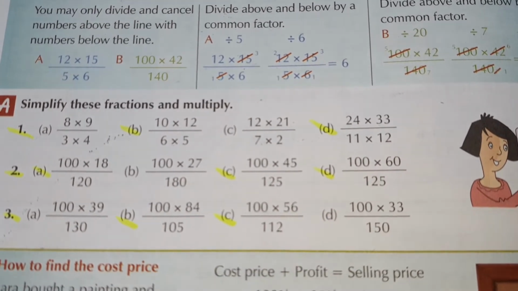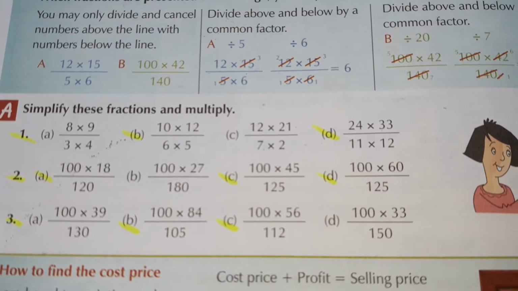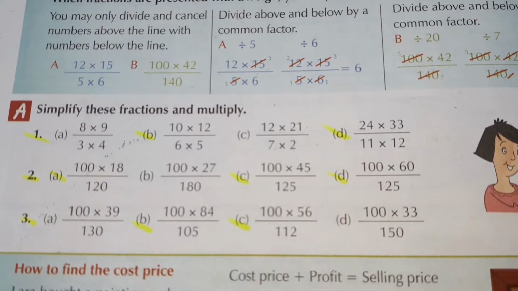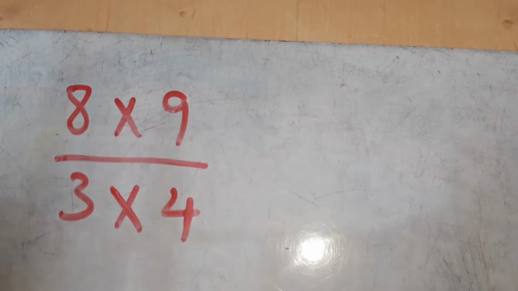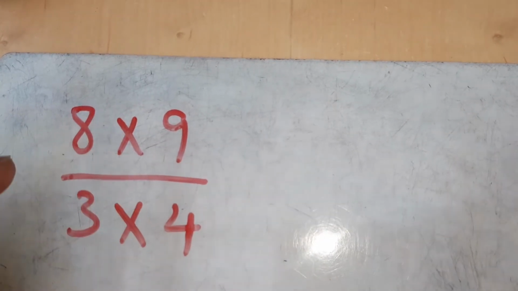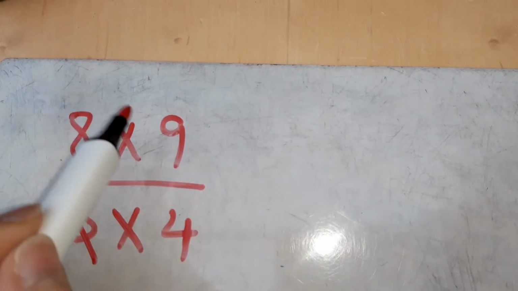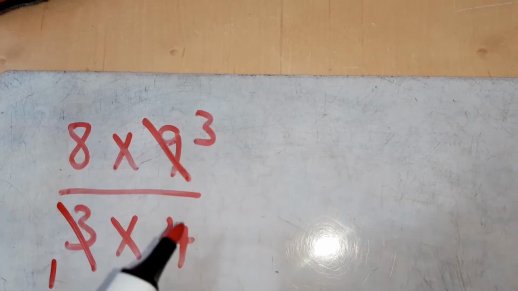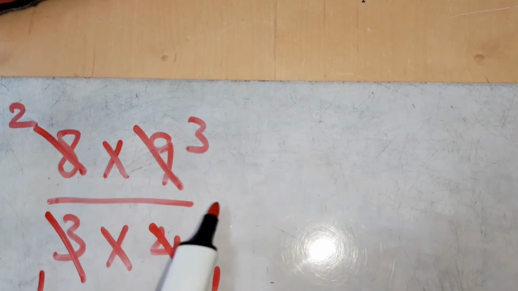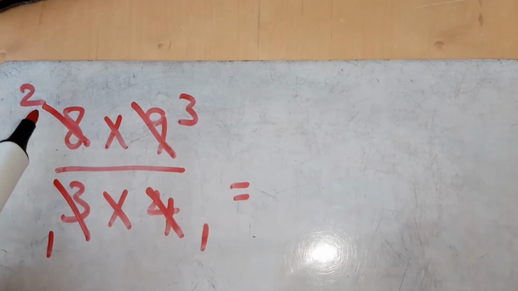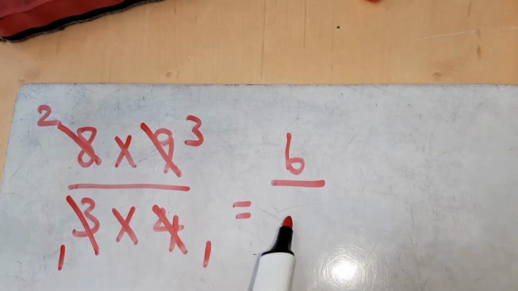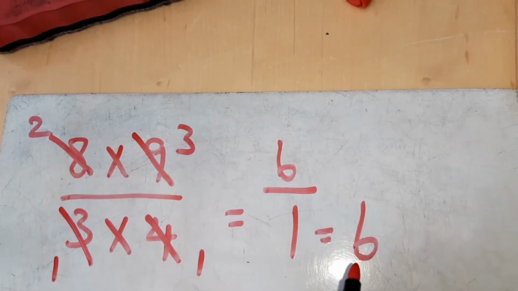We'll do an example there, 1a. So you've got 8 times 9 on top and 3 times 4 on the bottom. To simplify that fraction, you cross divide. So 3 into 3 goes once, 3 into 9 goes 3 times, 4 into 4 goes once, and 4 into 8 goes twice. What you would be left with is 2 times 3, which is 6, over 1 times 1, which is 1, and your answer would be 6.